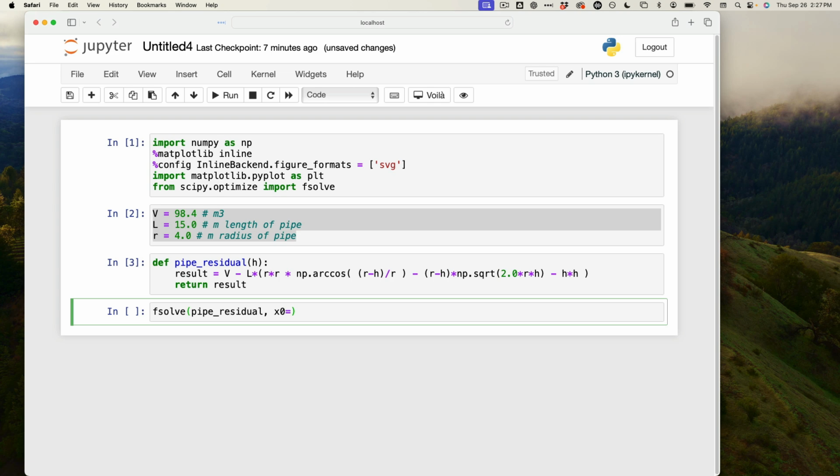The length of the pipe. Why would that be close to the root? Right, the root is the height of the water. The radius is 4 meters, so the diameter of the pipe is 8. If you're standing in the center, the maximum level of water is going to be 8, because it's going to fill the entire pipe. The smallest level is going to be 0. So how do we pick an initial guess?